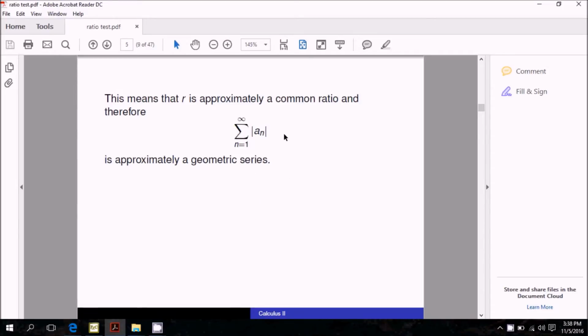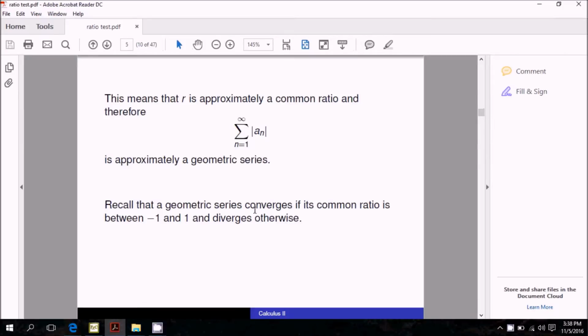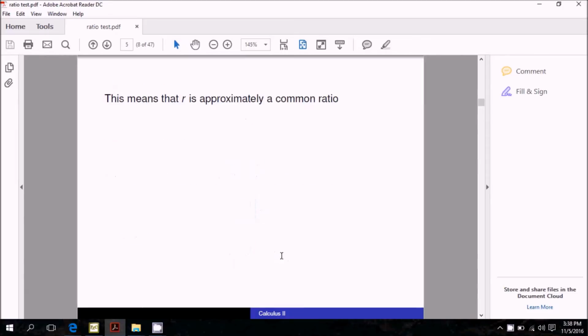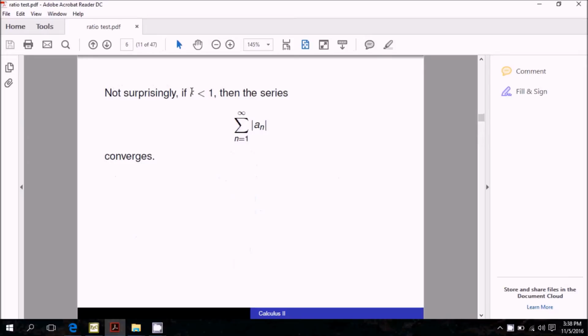If you'll remember about geometric series, they converge if the common ratio is between -1 and 1. Now, this approximate common ratio can't ever be negative since absolute values are never negative. So the only thing that should really matter is if this approximate common ratio is less than 1. And indeed, if that approximate common ratio is less than 1, then this approximate geometric series converges. So by the absolute convergence test, since the series with absolute values converges, we can conclude that the series without absolute values converges as well.